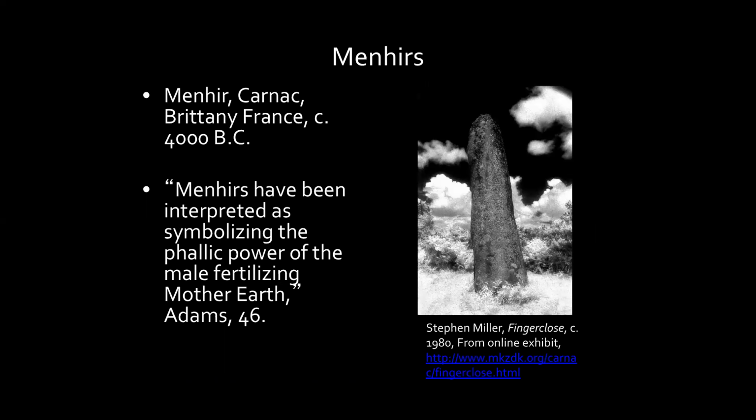So some of them you see like this, menhirs have been interpreted as symbolizing the phallic power of the male fertilizing the Mother Earth. So when Adams is talking about that, she means that perhaps this could be symbolic of when you plant crops. You dig a hole in the ground, you put the seeds in there, and then you cover it up. So there's an obvious relationship with human sexuality, with the eggs inside of women, and then men providing the seed, and then what you need growing inside. So many cultures that we know of have beliefs like this today. So it's possible that these people had a similar type of belief.